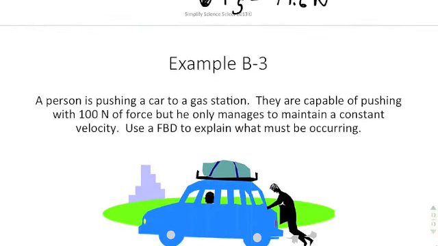It says a person is pushing a car to the gas station, capable of pushing 100 newtons of force, but only manages to maintain constant velocity. Use a free body diagram to explain what is occurring.